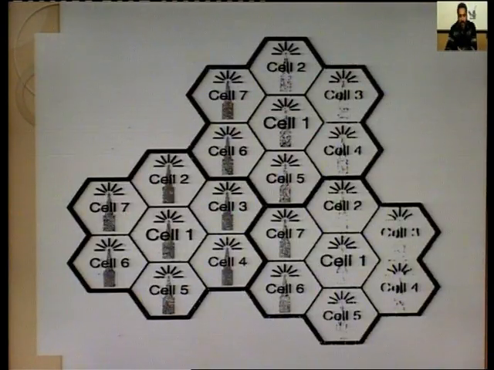That is why cell 1 is located in each cluster, cell 2 is again in each cluster, cell 3 is again in each cluster, means we can reuse the frequencies like this.